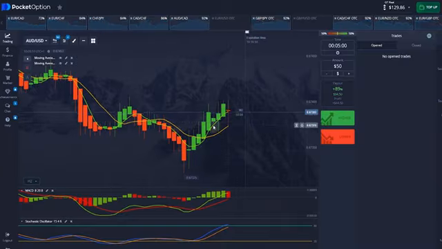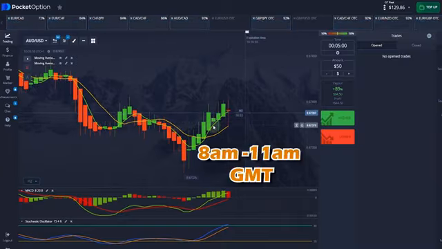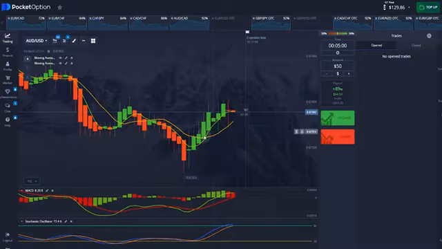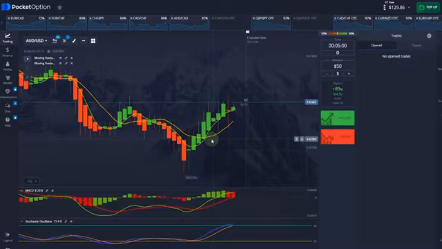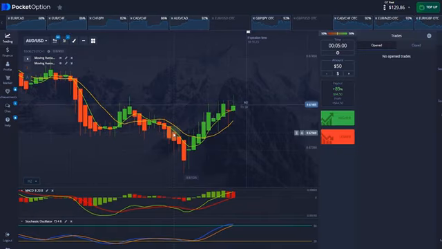I advise you guys to trade this strategy between 8 a.m. to 11 a.m. GMT time. That is the perfect time to trade this particular strategy. The market is stable at that time, and you can find a very good opportunity in the market. So guys, I'll be going into the market now. If I'm able to find an opportunity in the market, I'll come back and explain to you what you need to see before you enter.